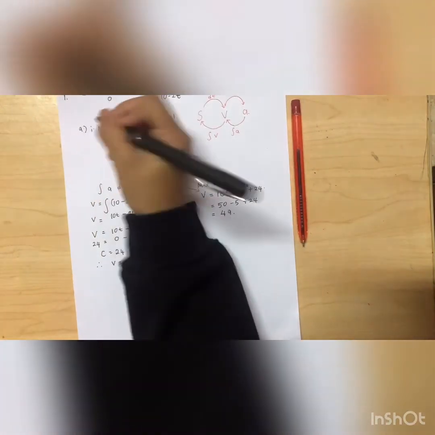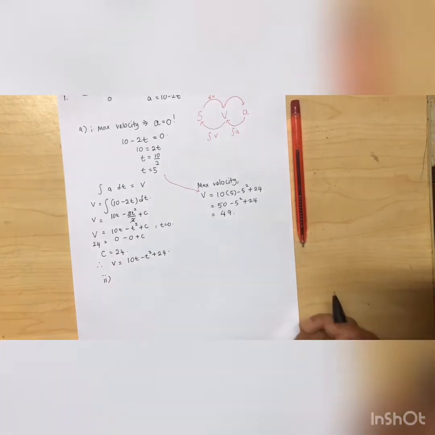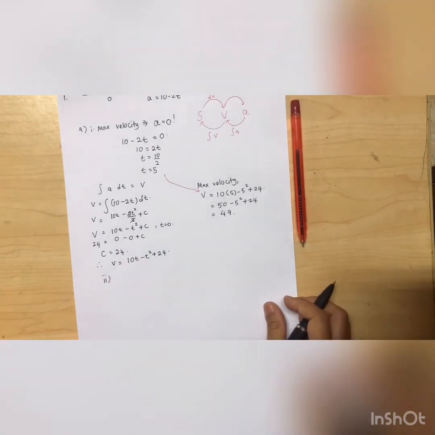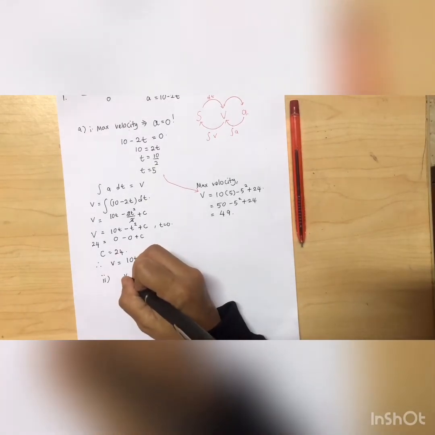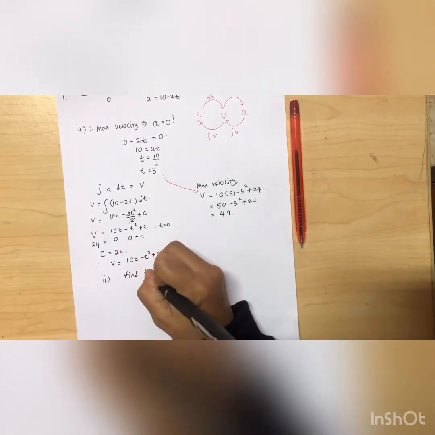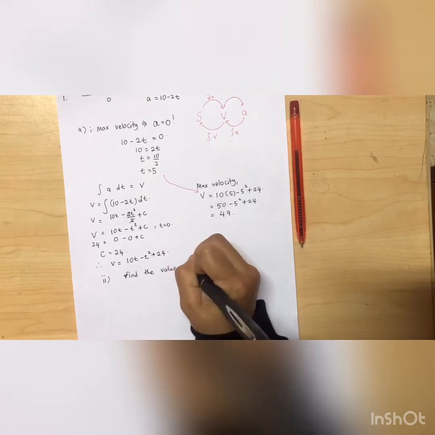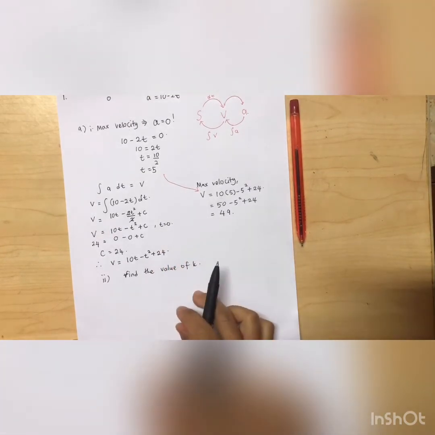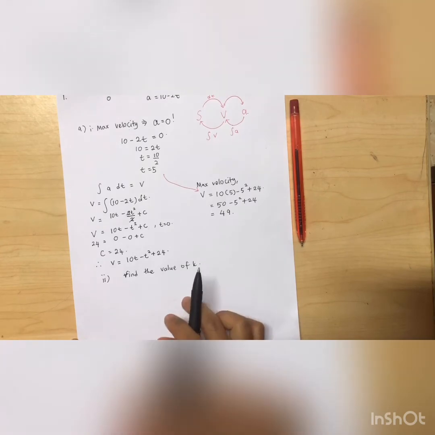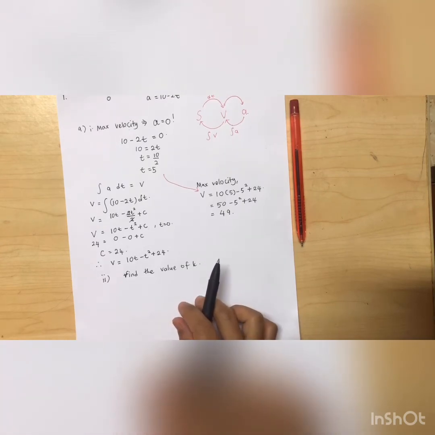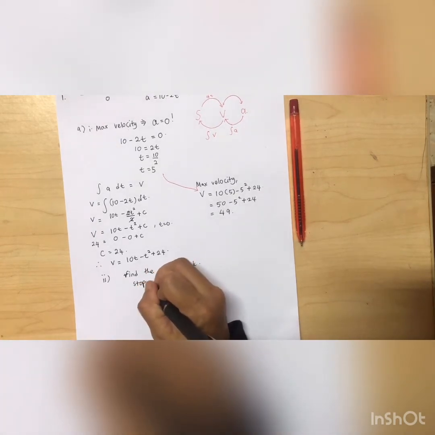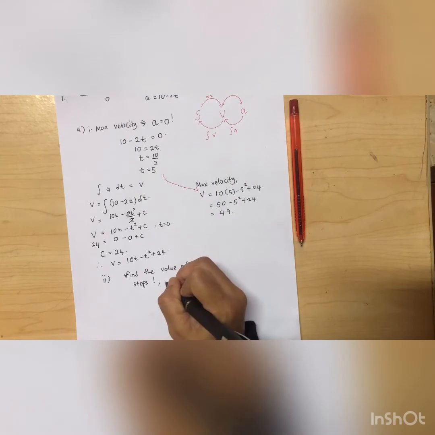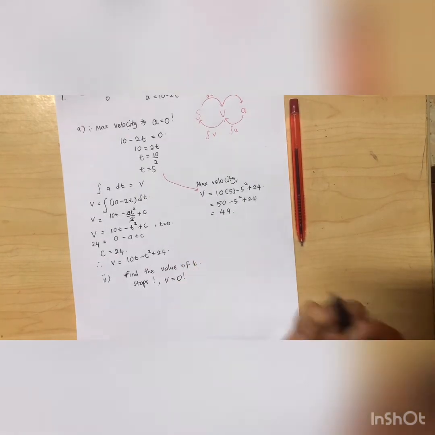Now moving on to A2, the question says find the value of k. How are we going to find the value of k? When the question says the particle stops, look back at your notes. When the particle stops, what happens? When it stops, v should be equal to 0.